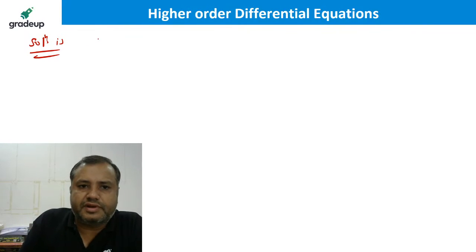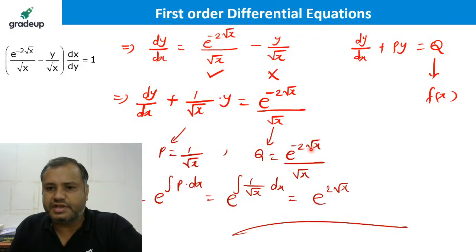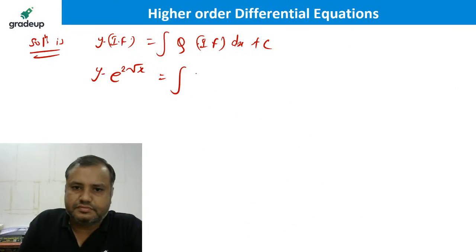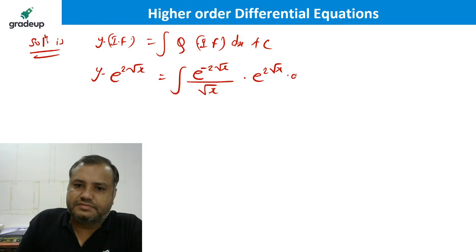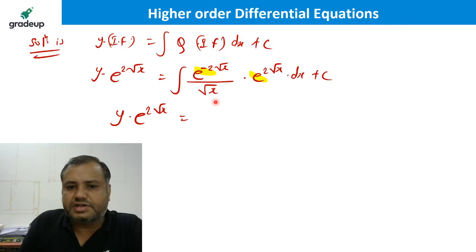Solution is dependent variable into integrating factor, integration of q into IF dx plus c. Integrating factor is e raised to 2 root x. What is q? Q is e raised to minus 2 root x upon root x. IF is e raised to 2 root x. So these two terms will get cancelled. Integration of 1 by root x is 2 root x plus c. This will be the answer.